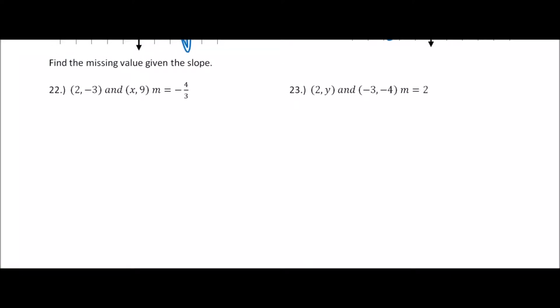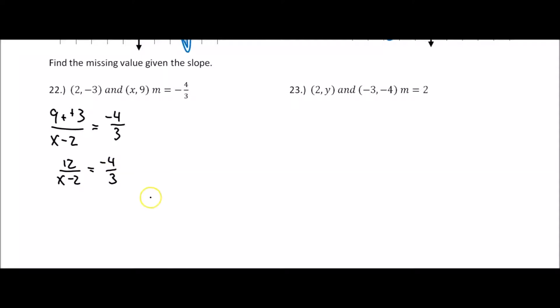If I write out the slope formula, remember it was y sub 2 minus y sub 1, so 9 minus a negative 3. And then x sub 2, which happens to be an x value this time, minus x sub 1, which is a 2. That's my slope formula, so it should equal the slope. Again, I'm going to write that negative with the numerator, so it's negative 4 over 3. From here we have to simplify a little bit. 9 minus a negative 3, that's like adding the opposite, so that's a 12. So I get 12 over x minus 2 equals negative 4 over 3.